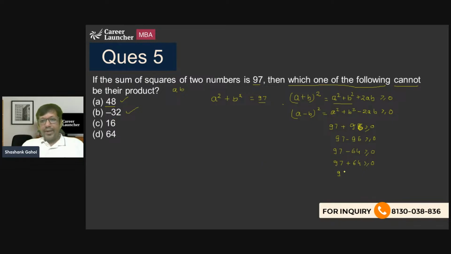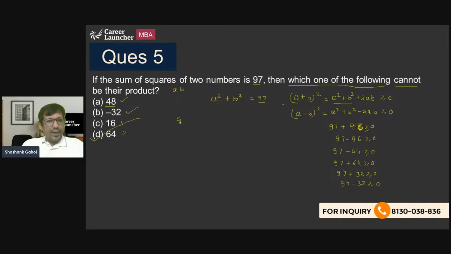Okay, 97 plus 2 into 16 means 32. Is it greater than 0? Yes. 97 minus 32, is it greater than 0? Yes. So this can also be the product. It means which of the values can never be the product? That is 64. So the answer of this question is going to be 64.